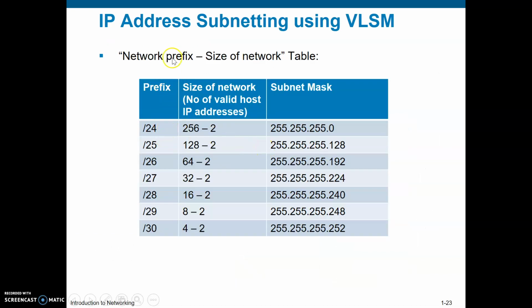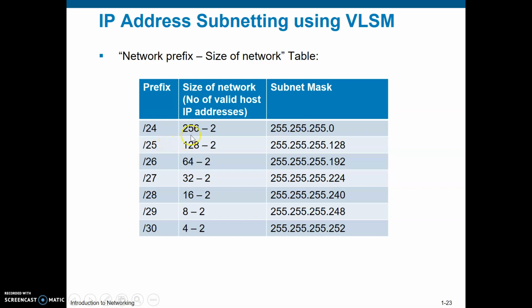Okay, so let's look at the network prefix. A /24 means how many IP addresses you can use? /24 means that you have 8 host bits, so 2 to the power of 8 gives you 256 IP addresses, but you need to minus the network address and the broadcast address. So this gives you a possible 254 IP addresses that you can use.